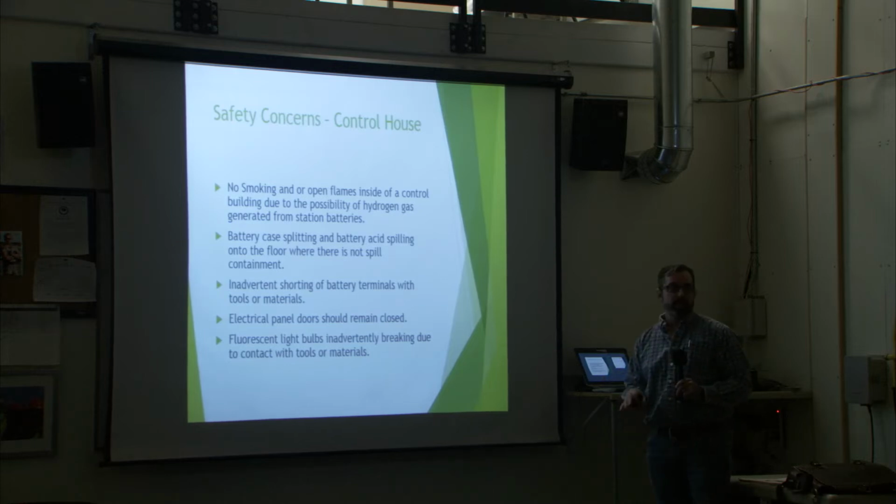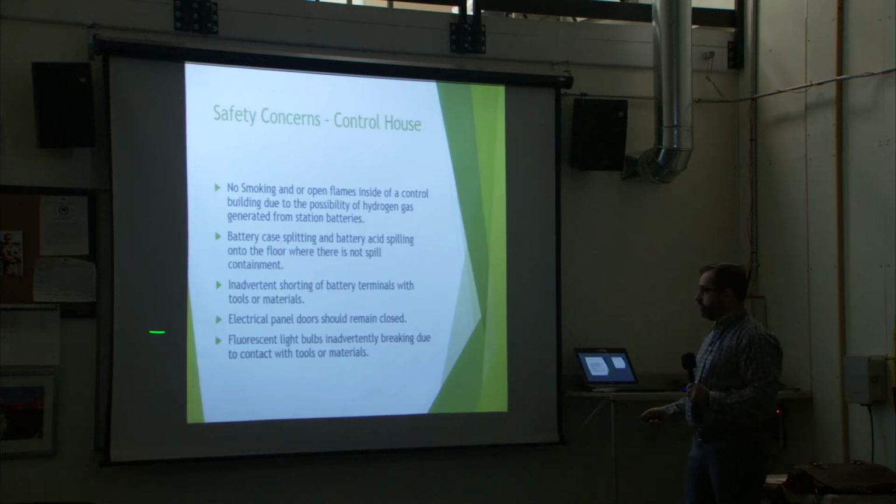Not every sub contains a spill kit or spill containment system, so be aware: if you open a door and smell some gassing, there's a possibility one of the cells is ruptured and there may be some acid on the floor. Also, watch for inadvertent shorting of battery terminals with tools and materials.